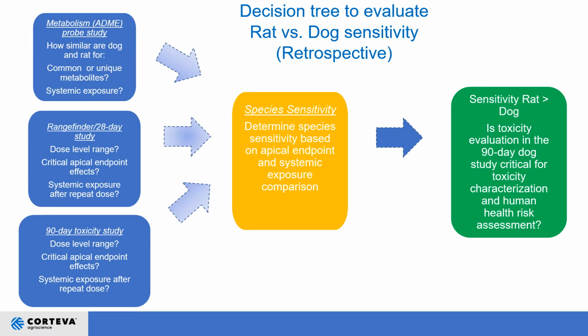The goal was to create a straightforward decision tree shown here, which allowed for integration of the metabolism, TK, and toxicity data to compare species sensitivity based on traditional systemic toxicity endpoints, along with a comparison of systemic exposure. Both data sets were used to form a conclusion for this case example as to the value of adding a 90-day toxicity study in the dog for compound toxicity characterization and human health risk assessment.